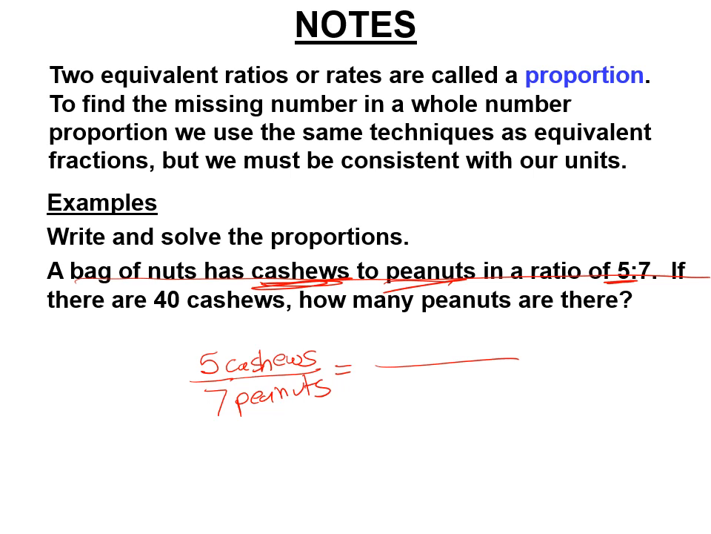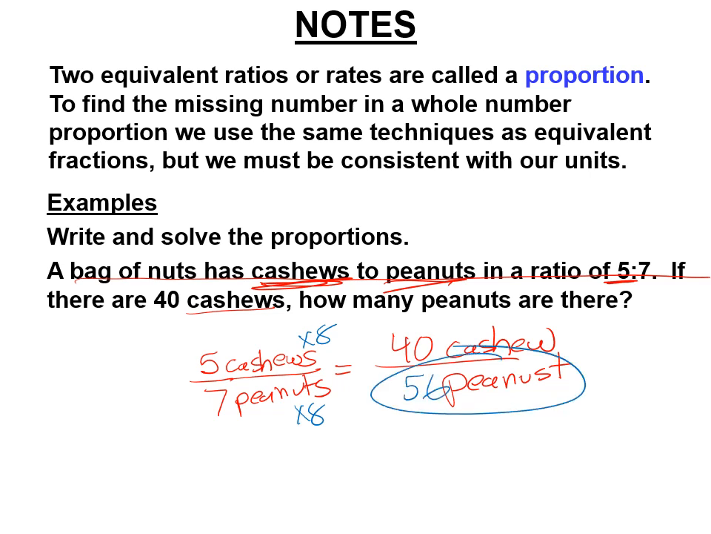Well, all right, so here's the key. You have to put this word cashew in the same spot that it was in the first fraction. All right, so 40 cashews goes there, and we're going to find out how many peanuts. It's exactly the same math that we were doing the other day. 5 times what makes 40? 5 times 8 makes 40, so 7 times 8 makes 56.